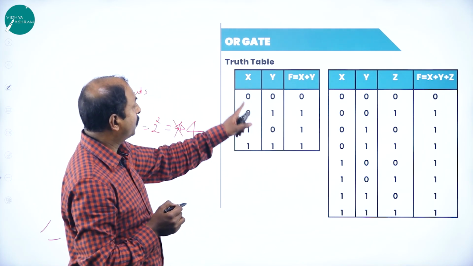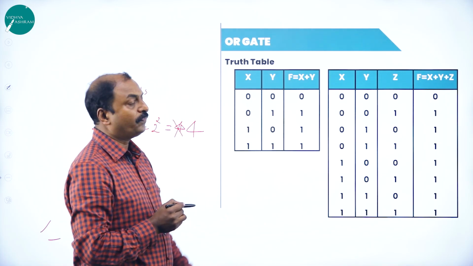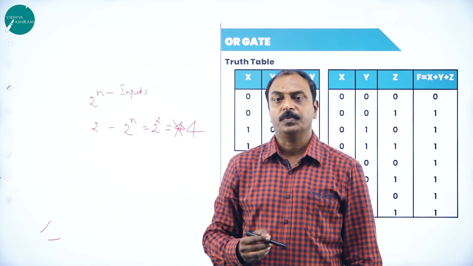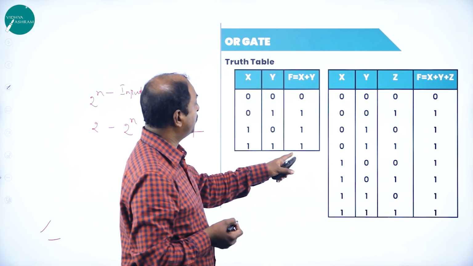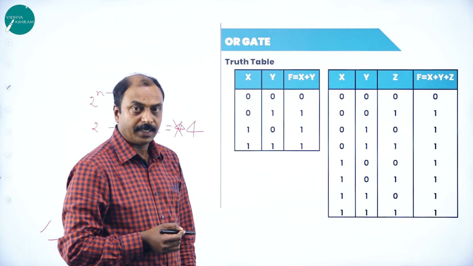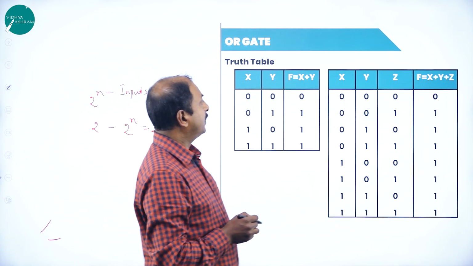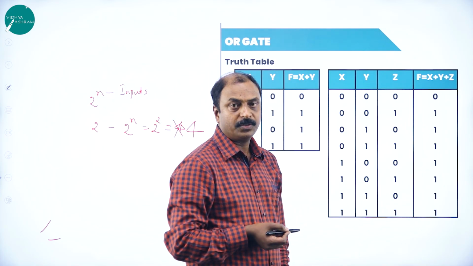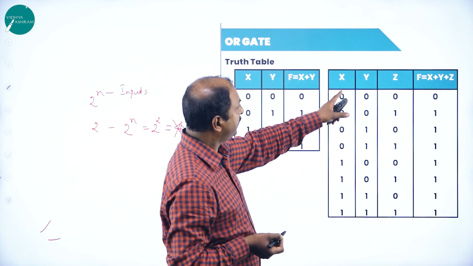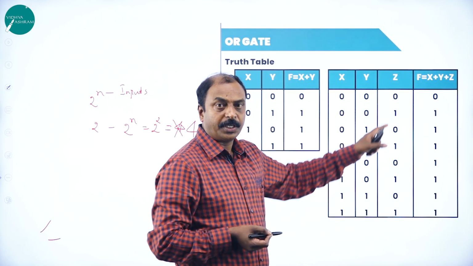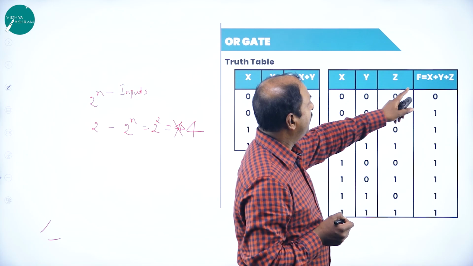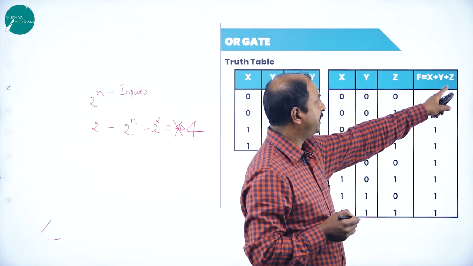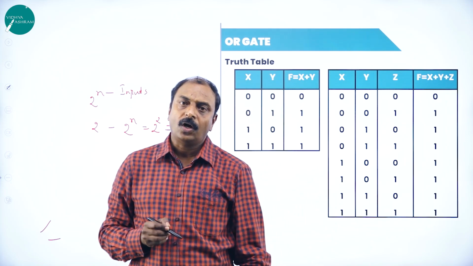If you look at the input combinations, wherever at least one input signal is high, the output would be high. That is the definition of OR gate. Similarly, now you can see the truth table for a 3 input OR gate. X, Y, Z are the 3 input signals, and here f is a function equal to x plus y plus z. Here plus stands for OR gate.